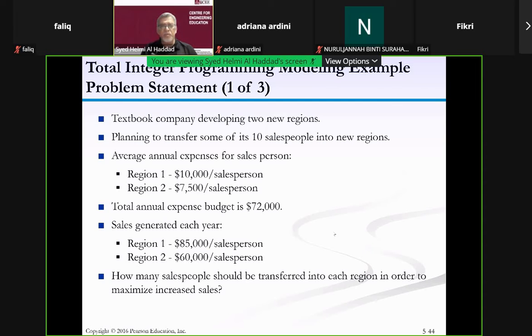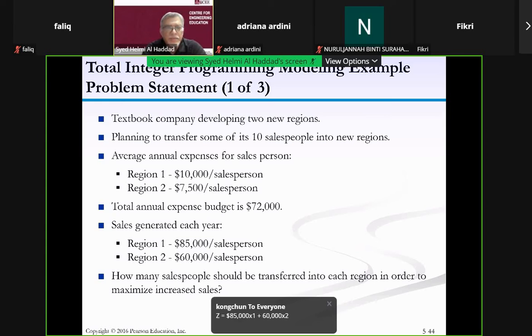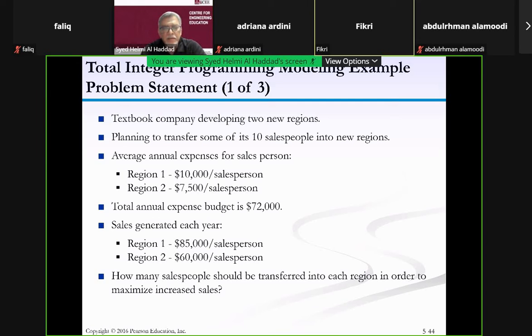Okay, you want to maximize sales. So what will be the equations? Z is equal to what? So we have two regions here, right? The sales generated is 85,000 per salesperson. So 85,000 X1 plus 60,000 X2. We have two regions here. Yeah, 85,000 X1 plus 60,000 X2 equal to Z.